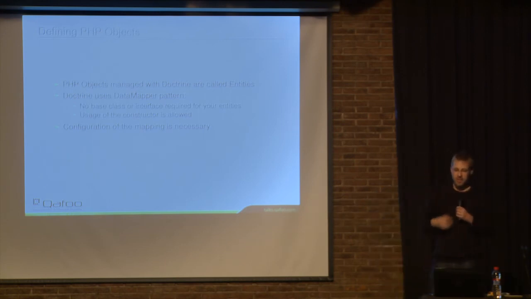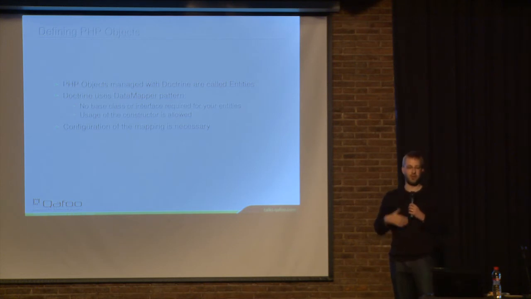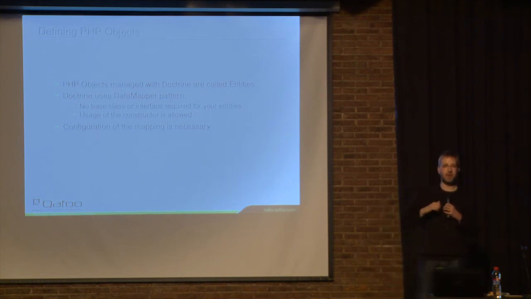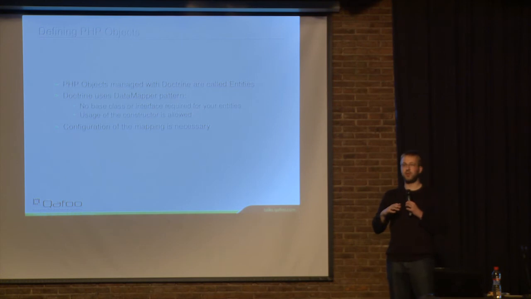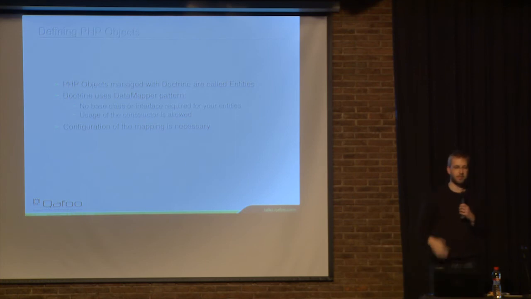And Doctrine implements the so-called data mapper pattern. That means that you don't have to extend any base classes with your PHP objects or any interfaces. The objects that you implement don't really use any Doctrine API. They are just very, very simple PHP objects. And then Doctrine will look at these objects and get all the data from them using PHP functionality that allows you to do this.